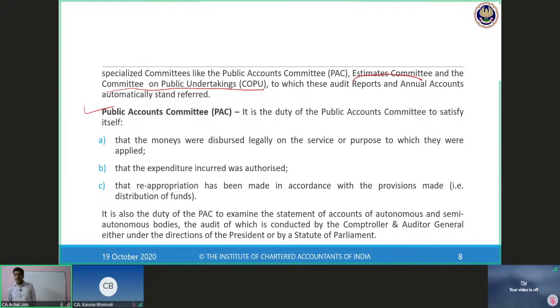So what is this committee? It's the duty of this committee to satisfy itself that the monies were disbursed legally on the service or the purpose for which they were applied, that the expenditure incurred was authorized, monies disbursed legally, expenditure incurred authorized, and that reappropriation has been made in accordance with the provisions made.